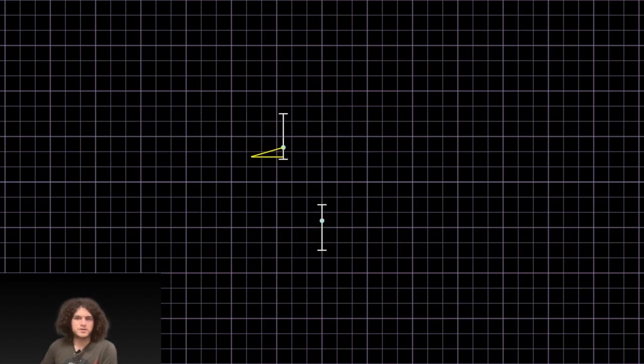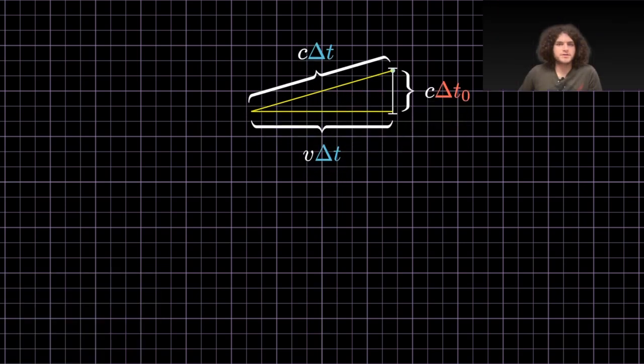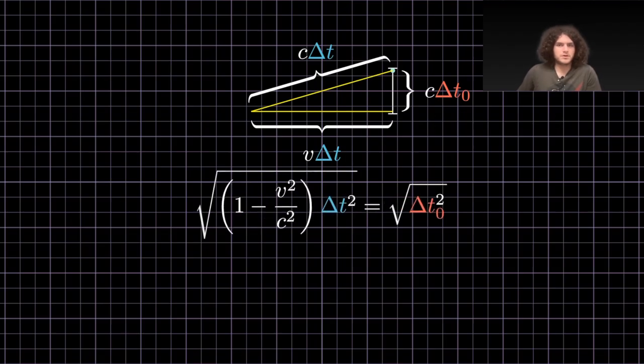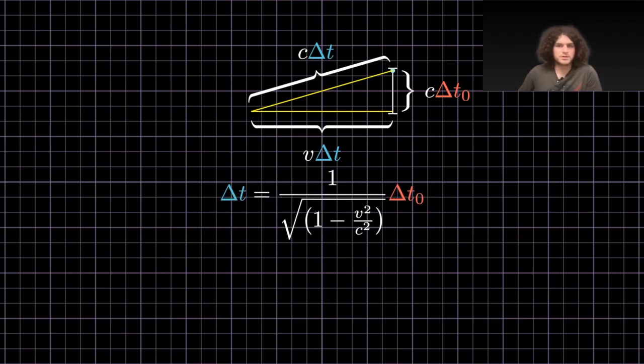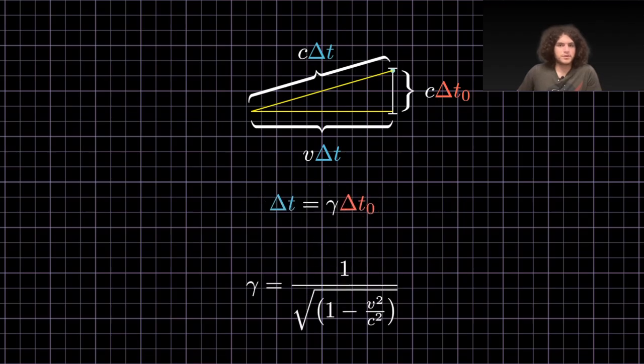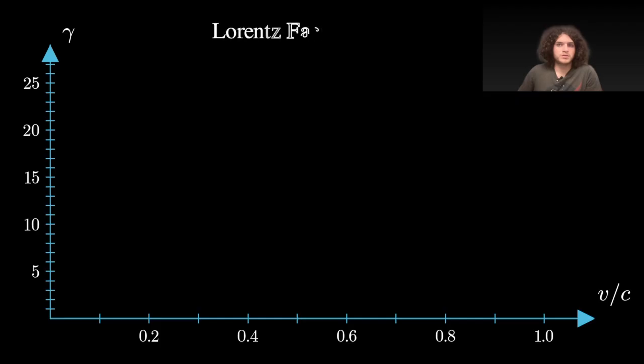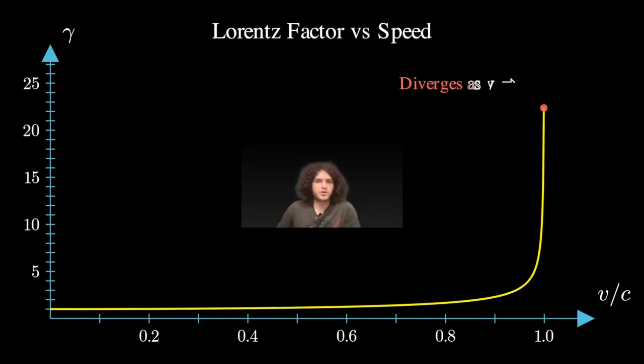This can be calculated with the assistance of Pythagoras' theorem. Using Pythagoras' theorem, and with a few steps of simplification, we will eventually arrive at the simplified formula, where the time measured by a stationary observer is equal to the time measured by a moving observer times a constant gamma. This constant shows up frequently in relativity and is called the Lorentz factor. At low speeds, it is approximately equal to 1. But as you approach the speed of light, it grows to infinity.